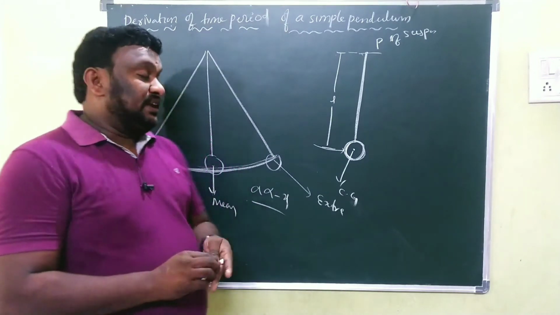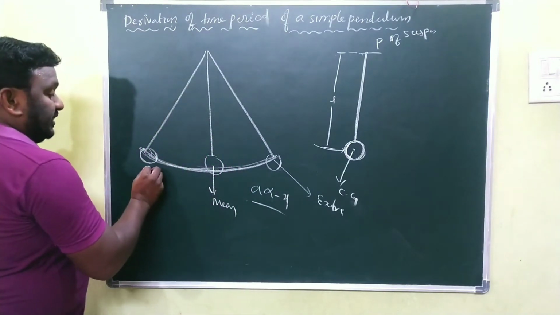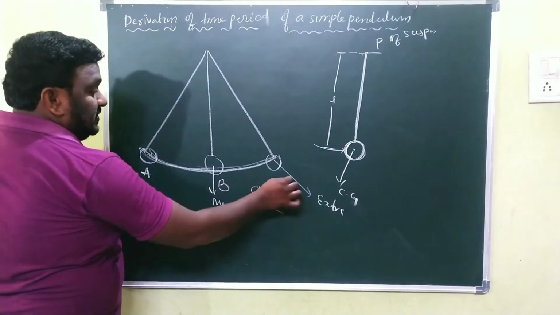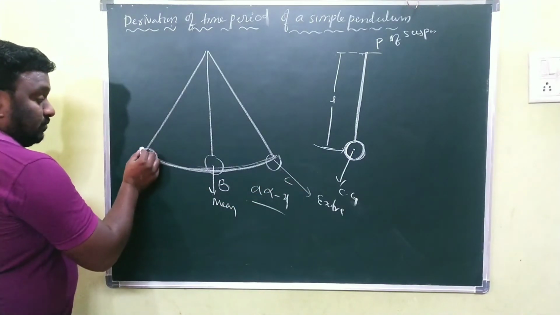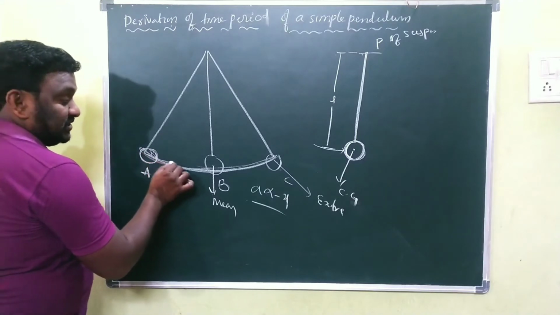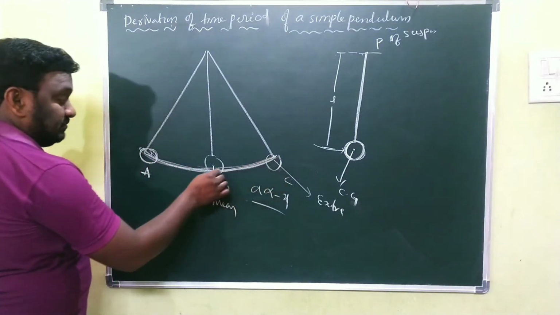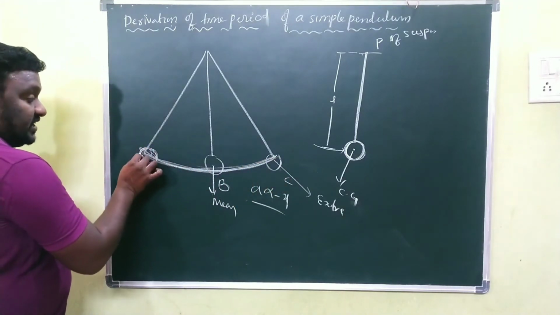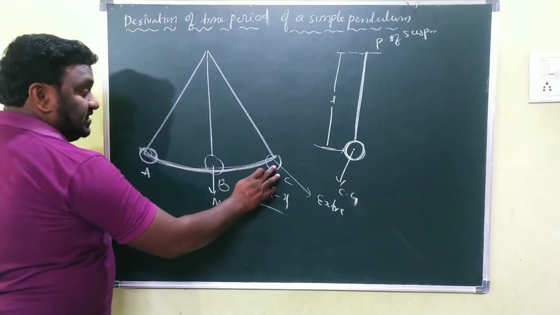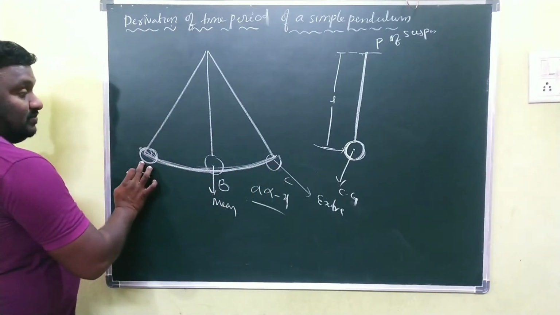For example, just imagine now it is A, B, C. When the bob is at A, it moves like this, reaches C, and again comes back to A. It starts at A, reaches C, and again comes to A.